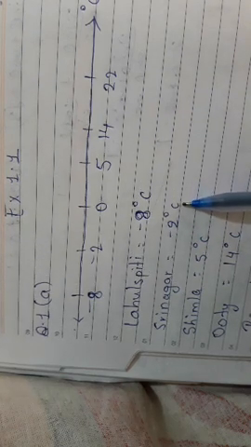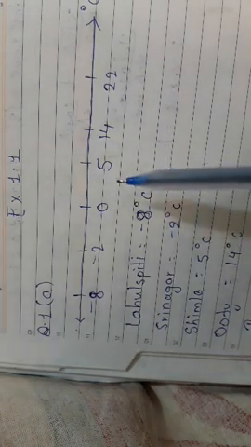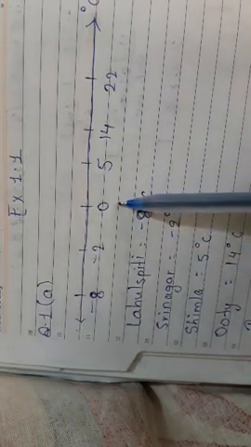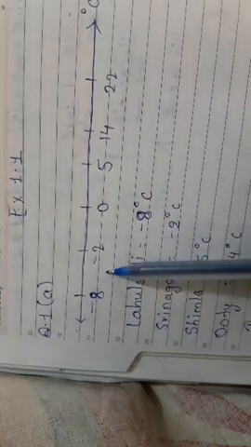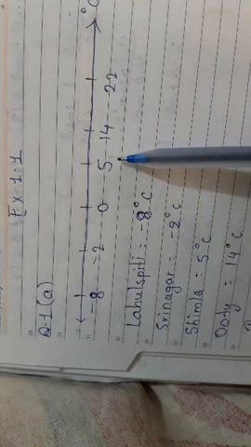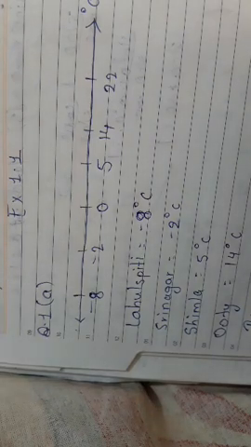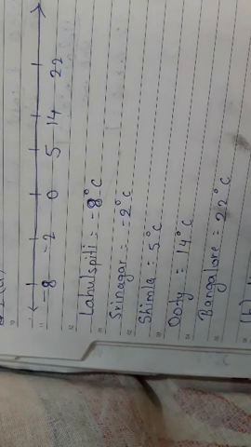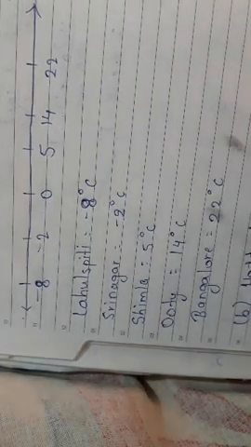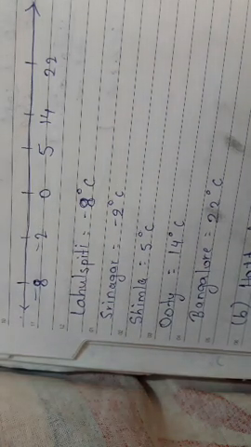After that, Shimla has 5 degrees Celsius because it is on the right hand side of 0. The values on the right hand side are positive and the values on the left hand side are negative. After that, Ooty is 14 degrees Celsius. And similarly, last, Bangalore has plus 22 degrees Celsius. After that, there are further questions related to this. So I will read the question.